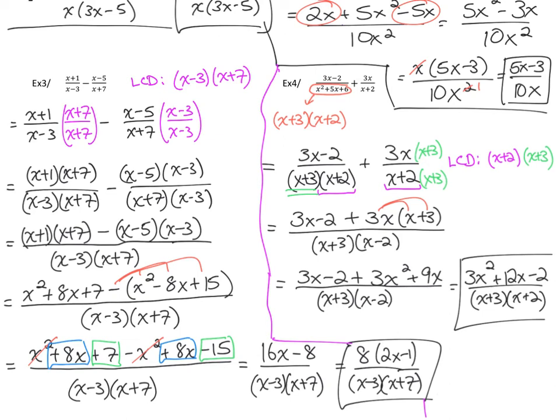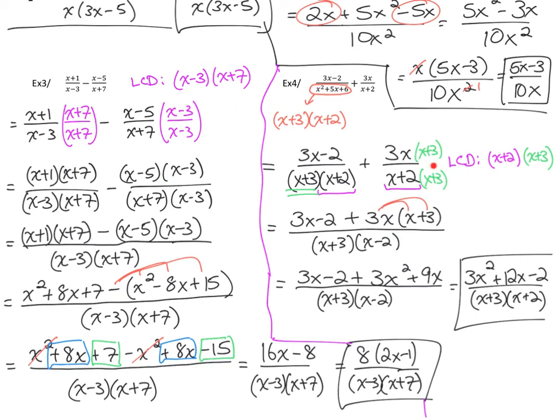Example 4, we went over the LCD here. You have to make sure you're multiplying the second fraction in the numerator and denominator by x plus 3, apologies. And because I started running out of space, I can bring up this idea here. Once you make this multiplication, you can smush it into one fraction right away. You don't have to write out separate fractions like I did here in all the other examples.